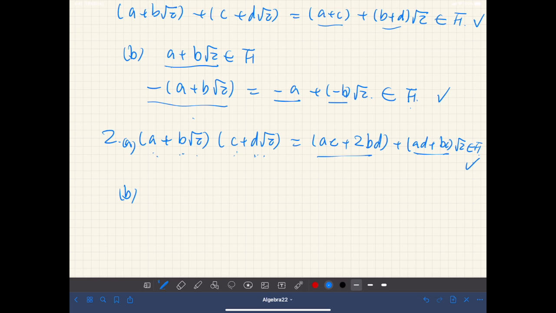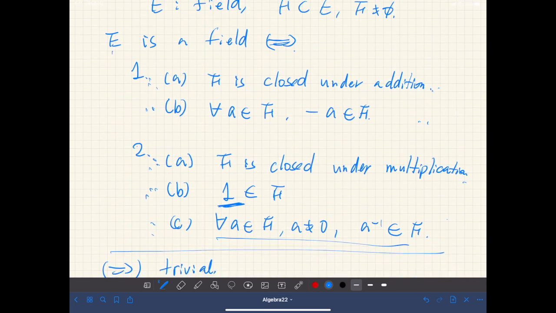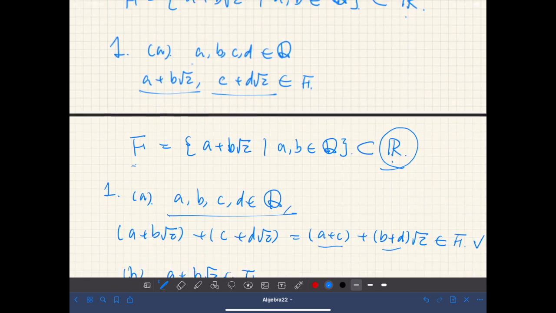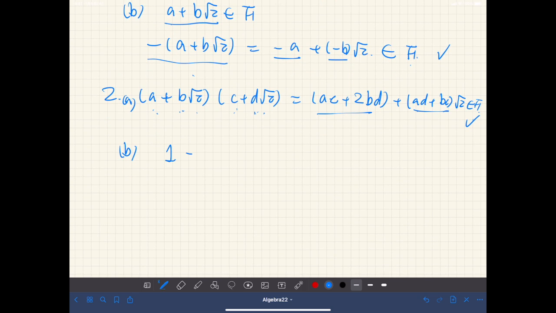And B, what was it? Let's see. So is the element 1 in F? Yeah, it is. So 1 is 1 plus 0 times square root of 2, which is an element of F. So this is fine. And C, the inverse of a plus b square root of 2. If this is not 0, then we should have a multiplicative inverse of this element.